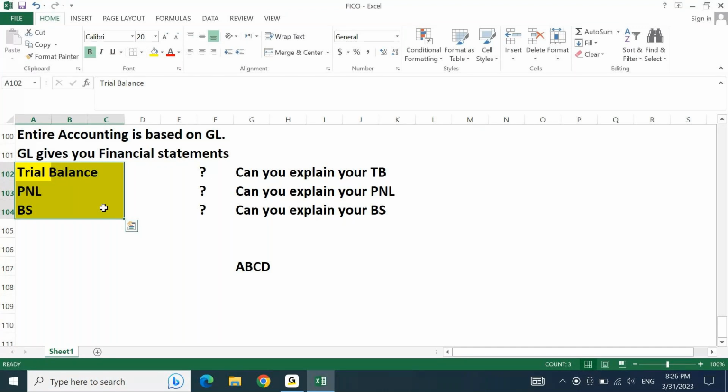And you cannot even tell that I'm a FICO consultant, but I do not know trial balance, P&L, balance sheet. As a FICO consultant, you have to develop trial balance report, P&L report, balance sheet report. You have to give training on these things to your client. We ourselves are not clear how we will give training on this to the business. So there are a lot of points like this which we have to understand at the beginning itself.